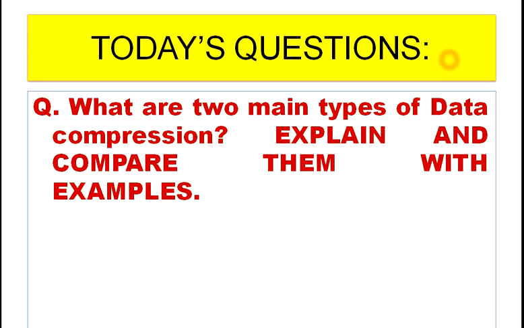So today's question is: what are the two main types of data compression? Explain and compare them with example.